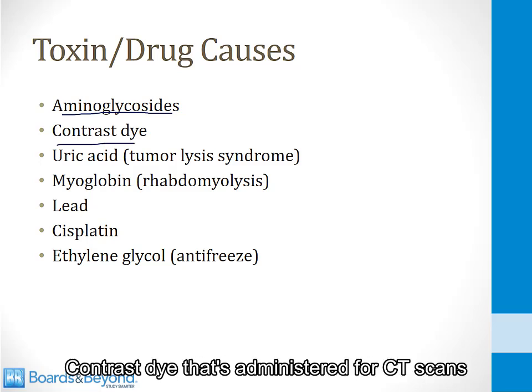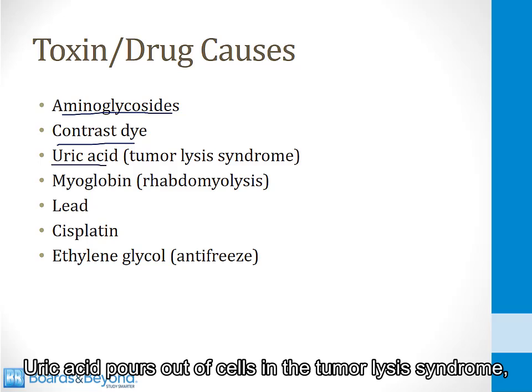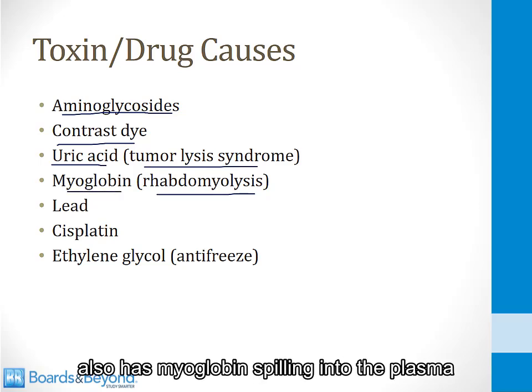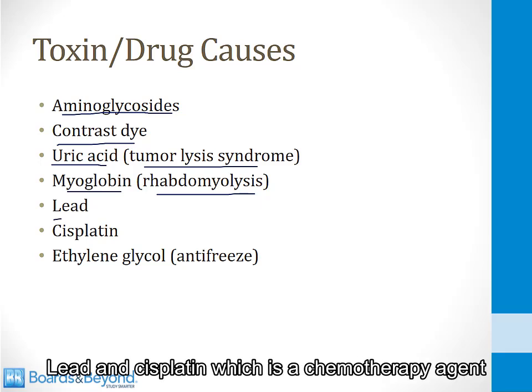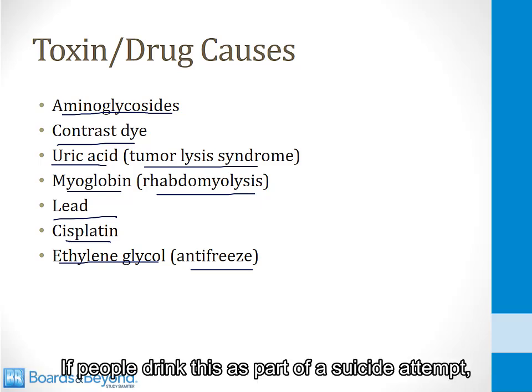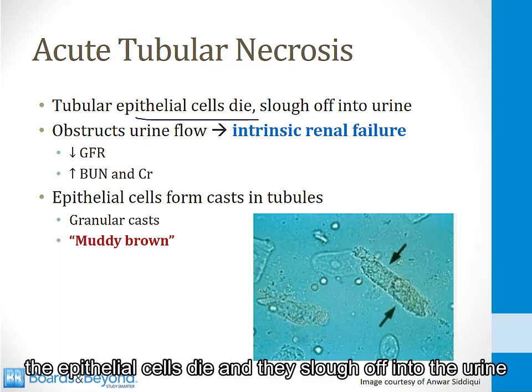Contrast dye that's administered for CT scans can cause ischemic ATN. Uric acid pours out of cells in the tumor lysis syndrome, and this can cause ATN. And rhabdomyolysis also has myoglobin spilling into the plasma, and this can lead to ATN. Lead and cisplatin, which is a chemotherapy agent, are famous for causing ATN. And then finally, ethylene glycol, which is an antifreeze. If people drink this as part of a suicide attempt, they can get ischemic ATN in addition to an anion gap metabolic acidosis.